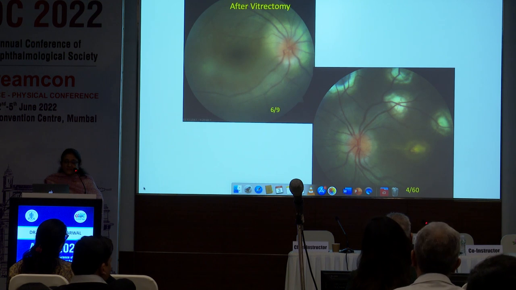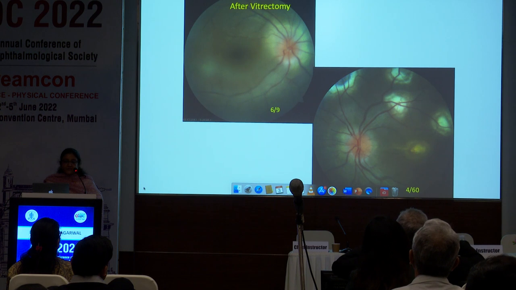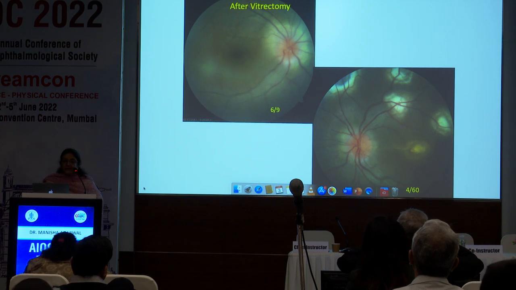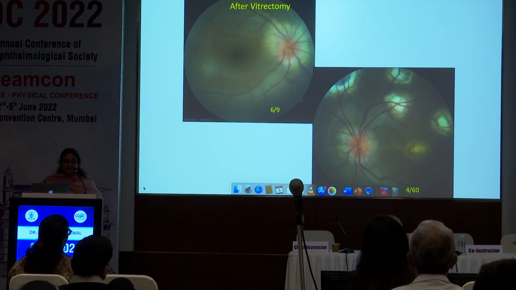Now, in this particular patient, we had a role where it was both diagnostic as well as therapeutic. So we did go ahead and do a vitrectomy in both the eyes. Apparently, the visual recovery in the right eye was very good. It came back to 6/9. And in the left eye, this young child continued to have a poor vision of 4/60.